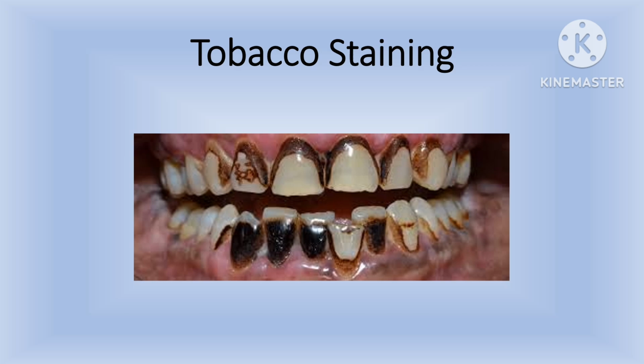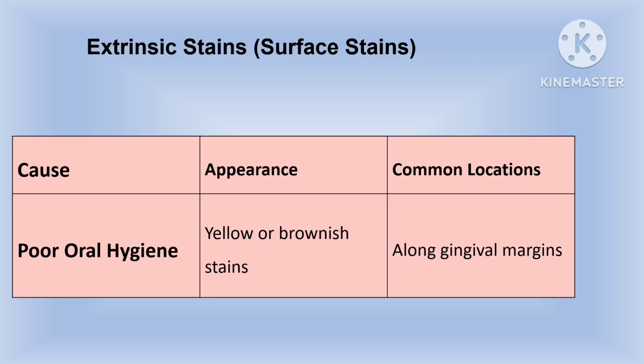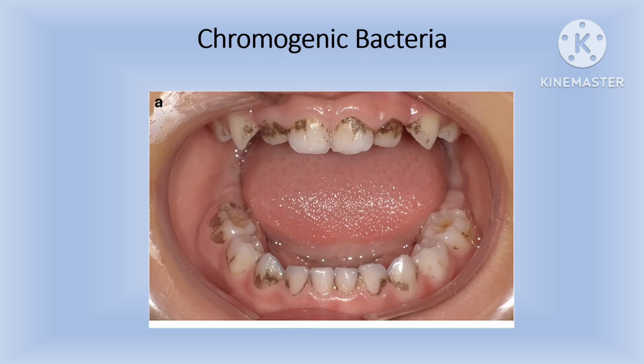Examples include tobacco, coffee, tea, or wine, which can cause yellow-brown discoloration. Plaque buildup due to poor oral hygiene can lead to yellowish staining along the gum margins. Staining may also occur in kids due to iron supplementation or chromogenic bacteria. Even the prolonged use of chlorhexidine can lead to extrinsic staining.